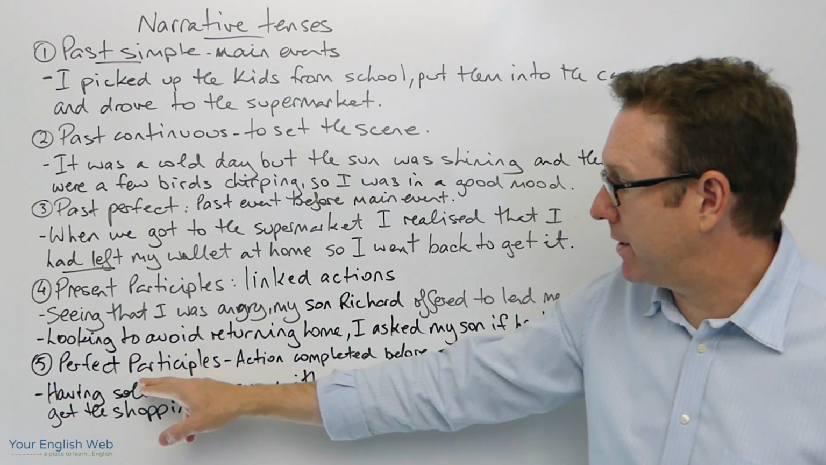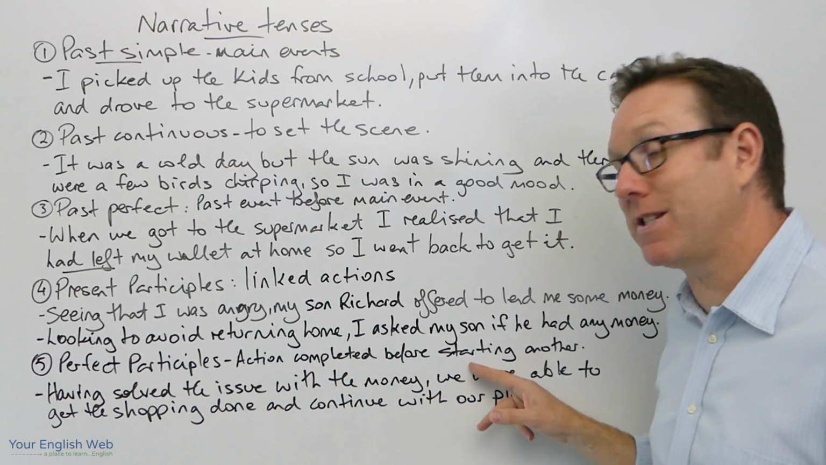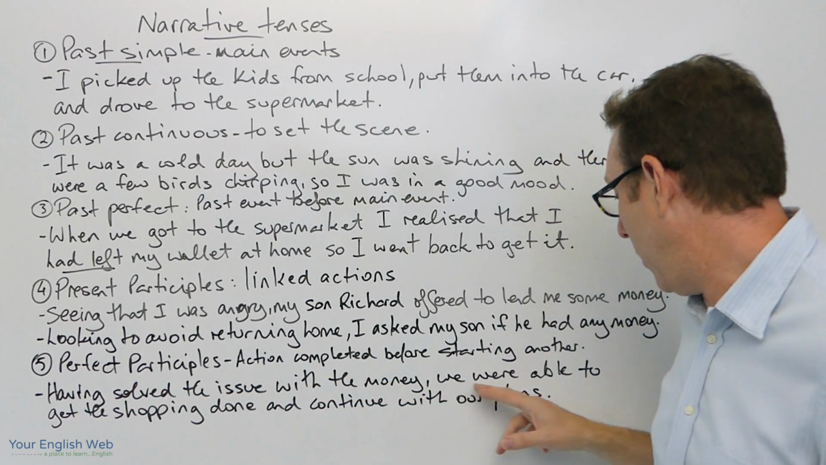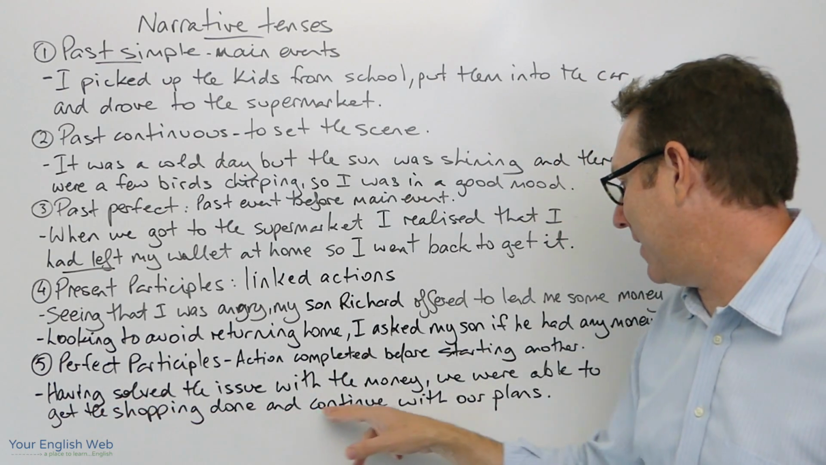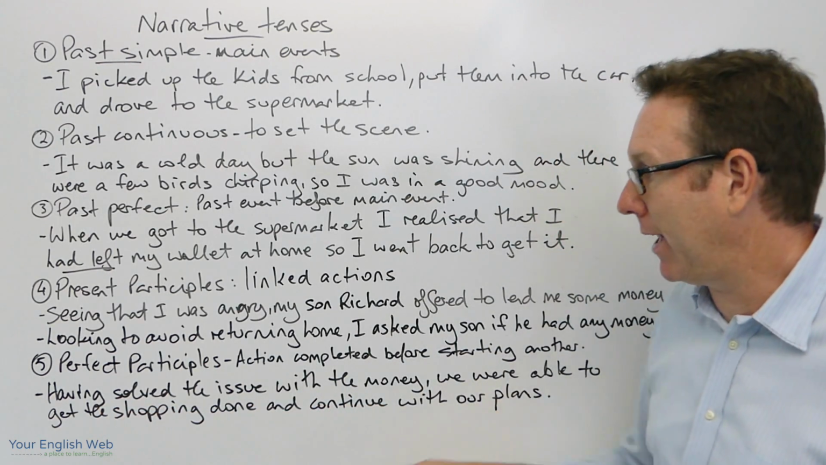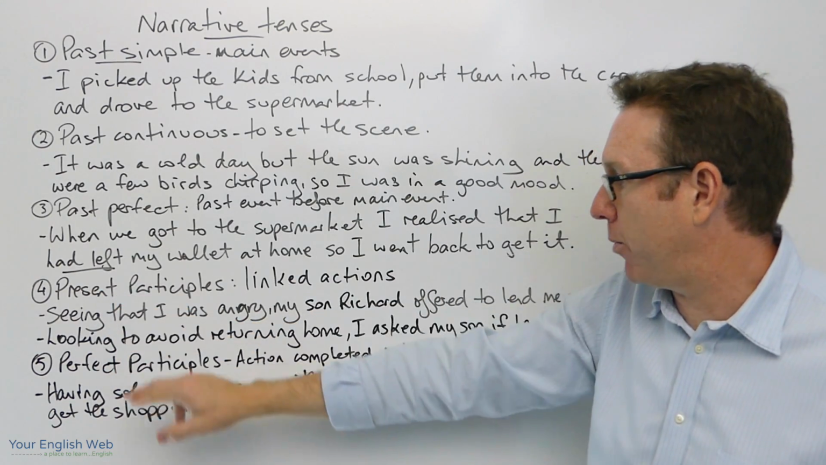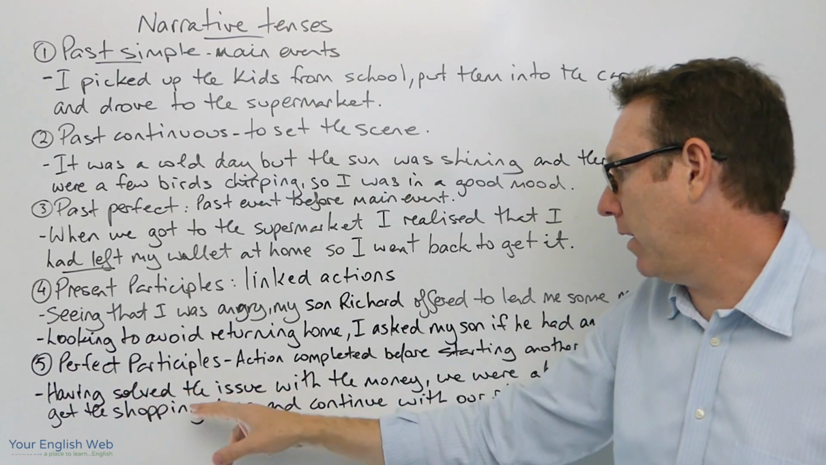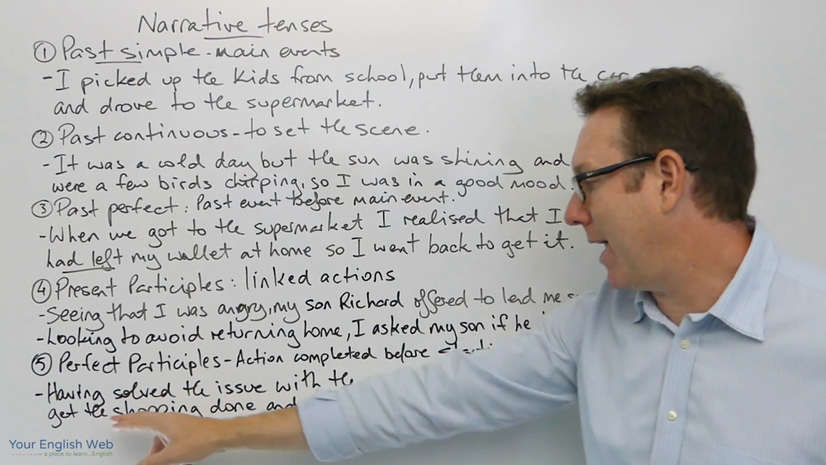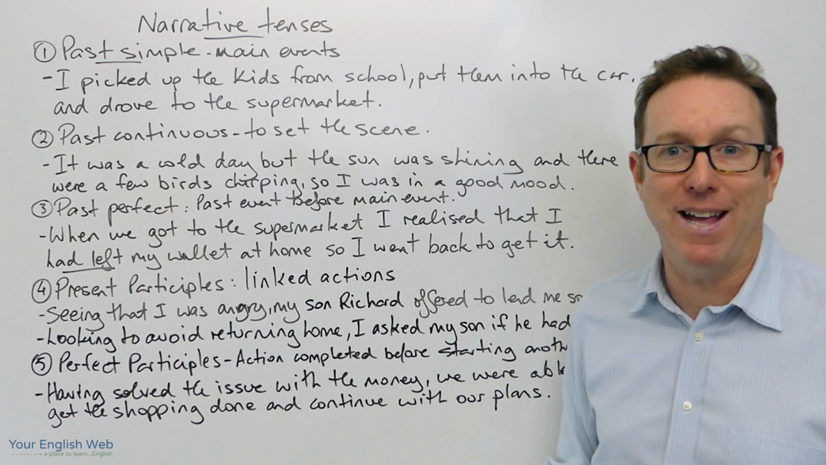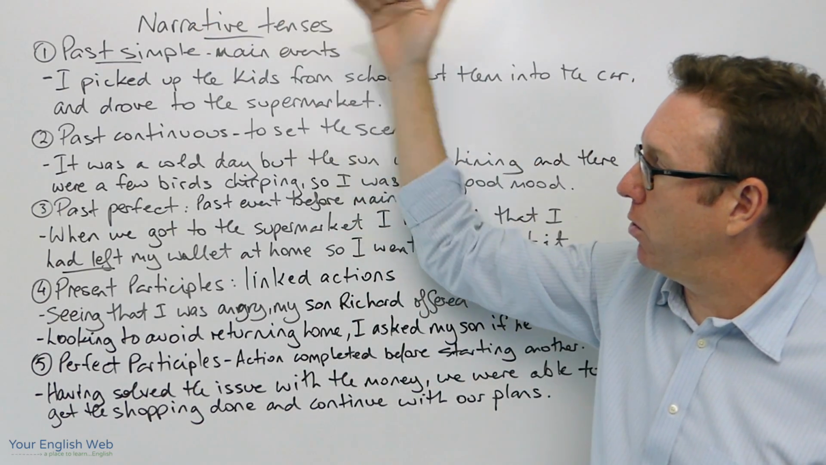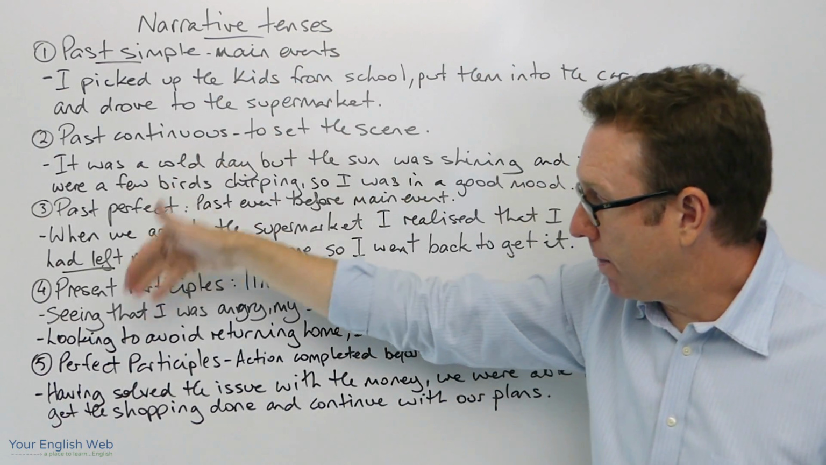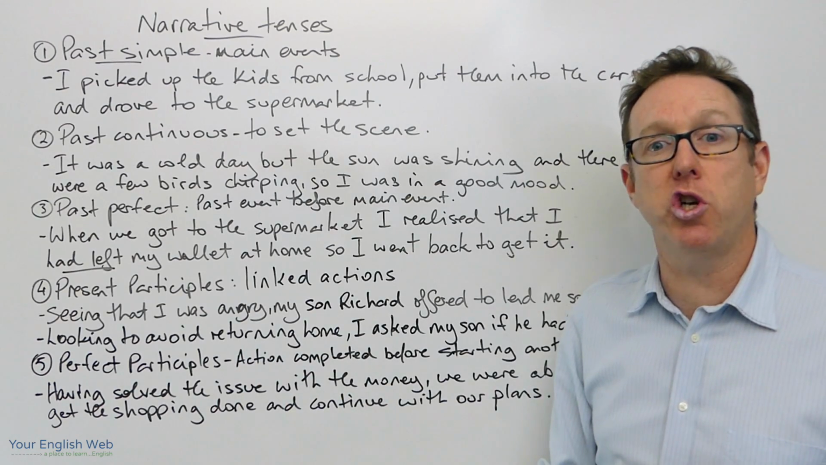And the perfect participle, the action completed before starting another. Example, having solved the issue with the money, we were able to get the shopping done and continue with our plans. Okay, so the present participle here, the perfect participle here, having solved the issue with the money, we were able to get the shopping done and continue with our plans. So more or less, past simple, past continuous, past perfect, present participle, perfect participles in order to show the narration.